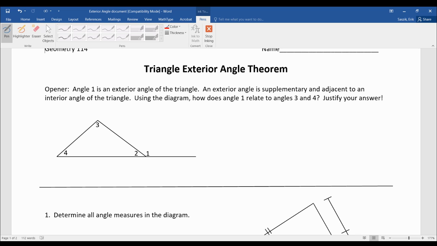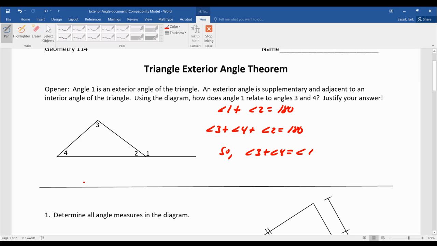So check this out. Using the diagram, how does angle 1 relate to angles 3 and 4? Well, you know that angle 1 plus angle 2 is supplementary, so they add up to 180. You also know that angles 3 plus 4 plus 2 have to add up to 180 because all the angles of a triangle add up to 180, right? If 1 plus 2 is 180 and 3 plus 4 plus 2 equals 180, that means angle 3 plus angle 4 must be equal to angle 1, right?